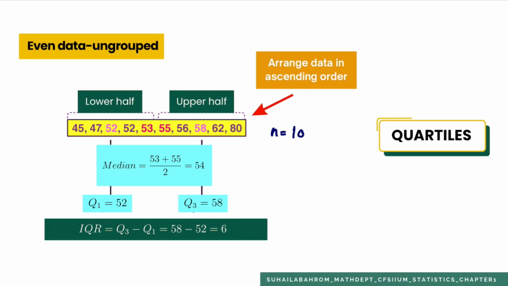We can calculate the value of the first quartile by looking at the middle value of the first half, and for the third quartile, we look at the middle value of the second half. And how about the second quartile? The second quartile, Q2, is also known as the median, or the middle value of the data set. To calculate the median, as we discussed before, we look at the middle values. In this case, we take the average between 53 and 55. And the interquartile range is the difference between the third quartile and the first quartile.